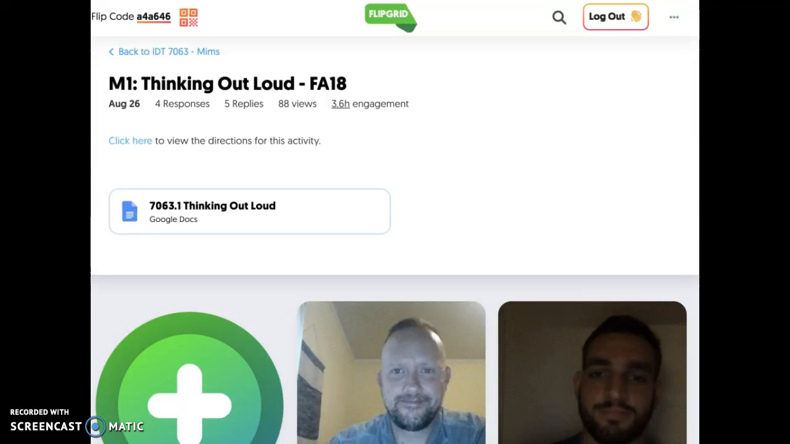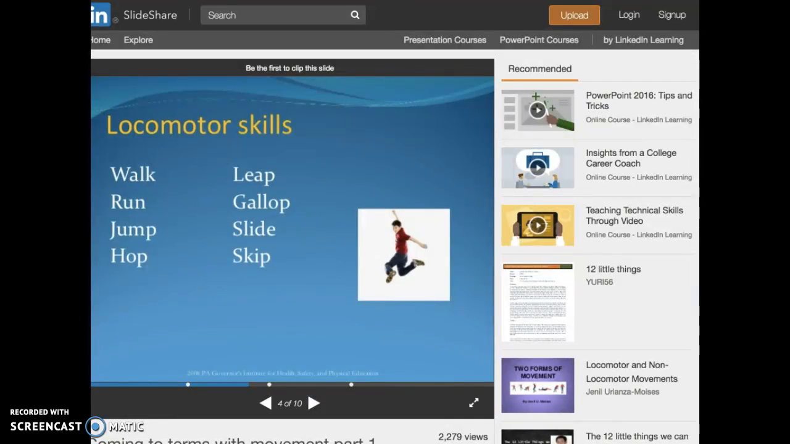For my model of instruction, I'll be using the Flipgrid to teach my Grade 5 physical education class. I chose to use this model because I think it is one of the simplest yet very effective models. The unit that I'll be covering is the locomotor skills, which include hopping, galloping, running, sliding, skipping, leaping, and walking.